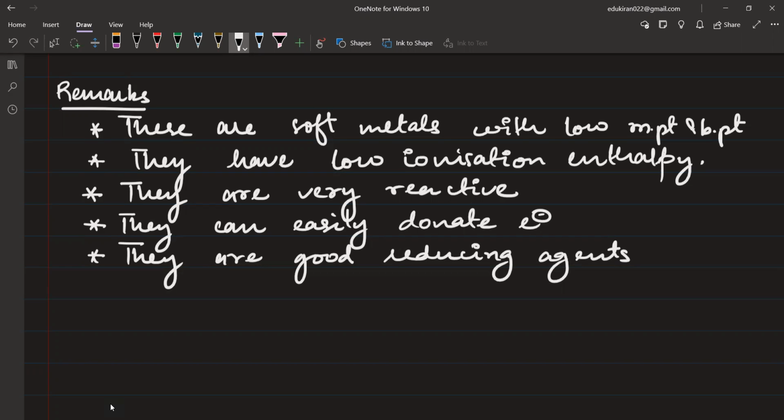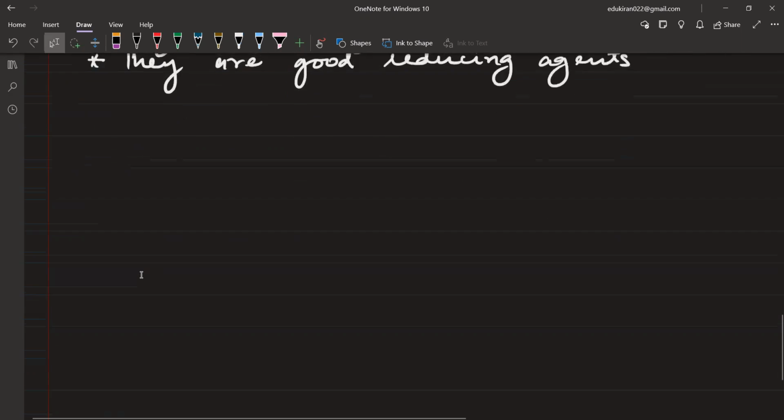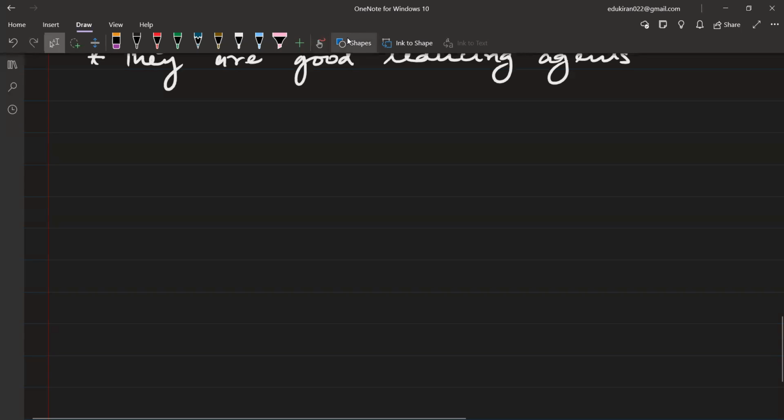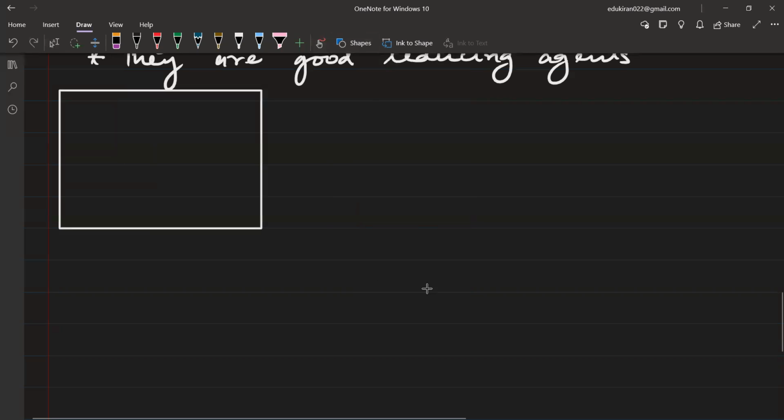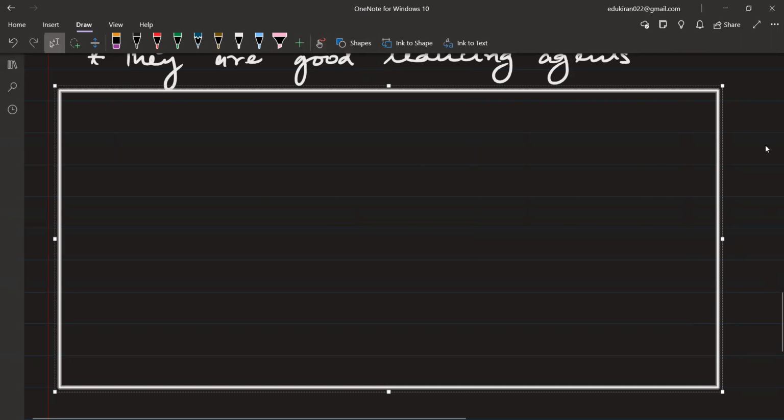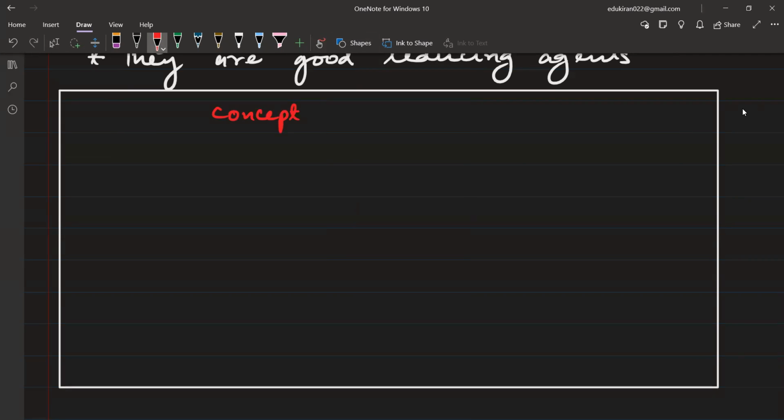Before I move further on, I want to talk about the concept of valency. I hope you have written all of these points. Make a box here so that you understand the concept of valency. We are talking about the primary valency. There are some molecules which will have multiple valency, but we are not talking about that.